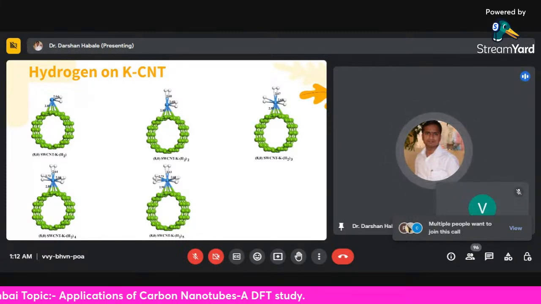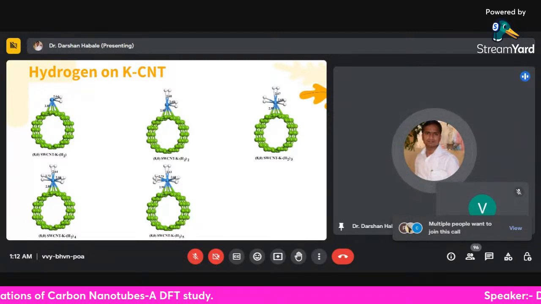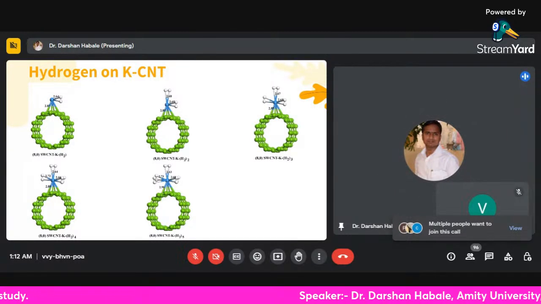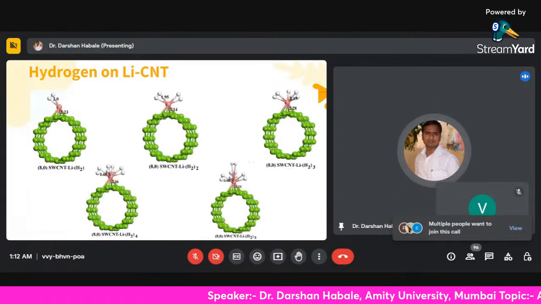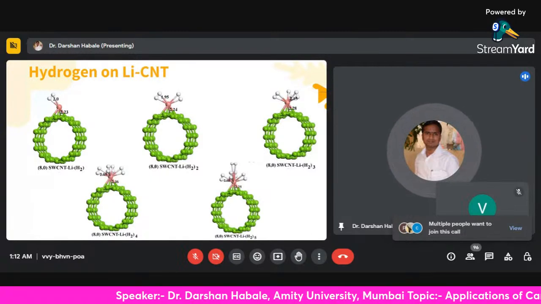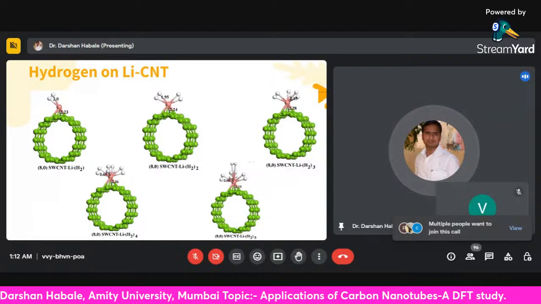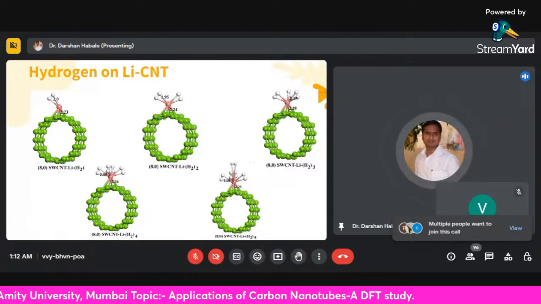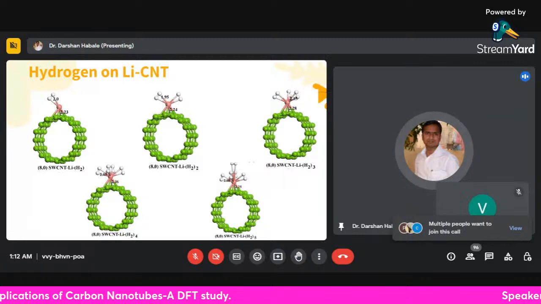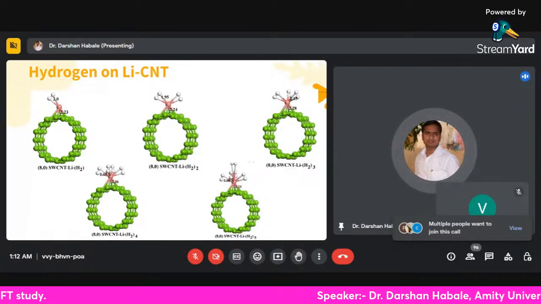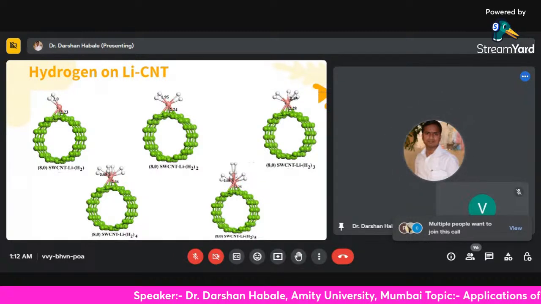So what kind of adsorption is this? It is physisorption, not chemisorption. Similarly, we have also studied lithium. In each case we have studied bond length, bond angle, and binding energy as well. Here lithium, instead of sodium or potassium, is attached on this carbon nanotube, and on top of it one hydrogen molecule, then two, three, 4 and 5. A maximum of 5 hydrogen molecules can be adsorbed.